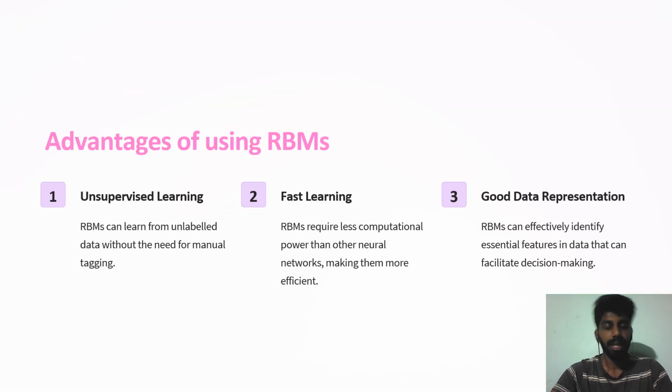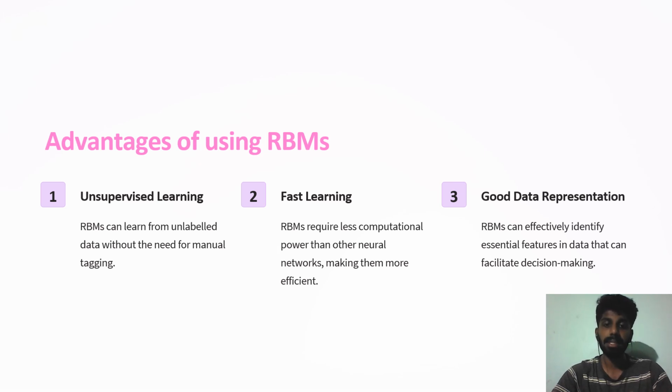Okay, there are some advantages and also disadvantages to RBMs. First, we can look at the advantages of these RBMs. They are: first one unsupervised learning, second one fast learning, and third one good data representation. First one, unsupervised learning. RBMs can learn from unlabeled data without the need for manual tagging. Without the use of manual tagging, these RBMs can learn from unlabeled data, while in the traditional network we are using labeled data.